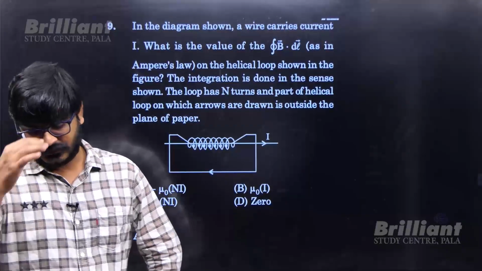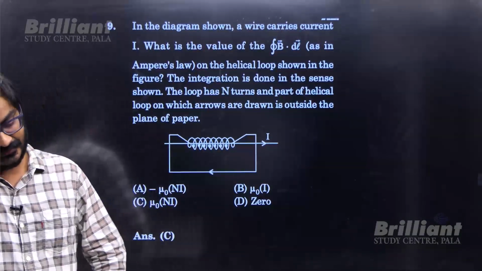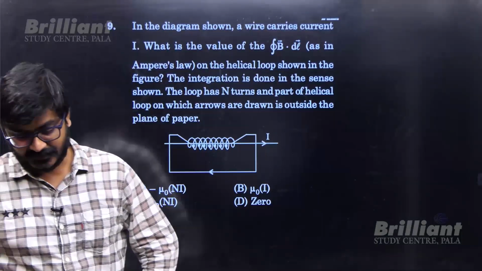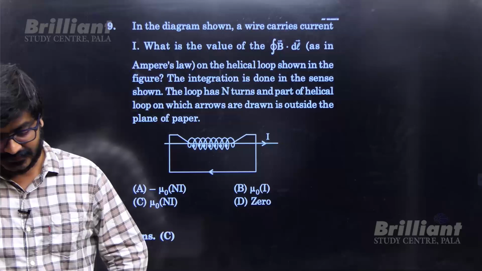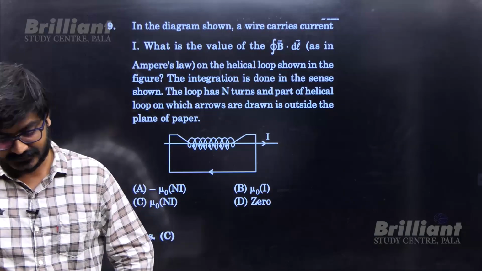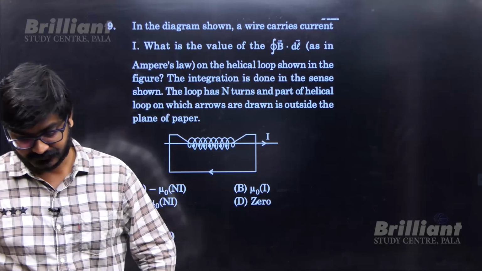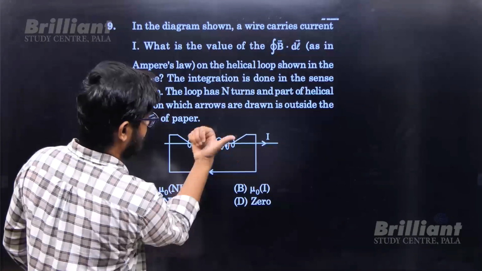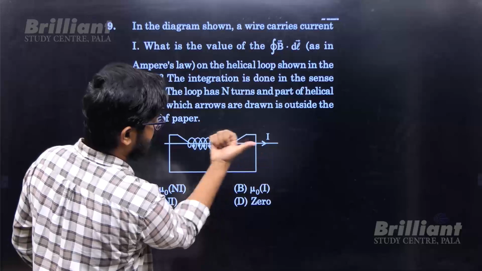In the diagram shown, a wire carries a current I. So there is a wire which carries a current I. What is the value of the integral B dot dl on the helical loop as shown in the figure? The integration is done in the sense shown. So the integral B dot dl is taken like this, which is positive.